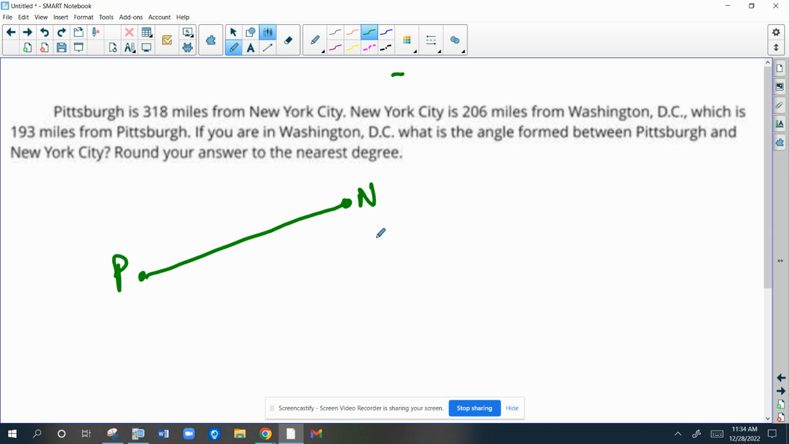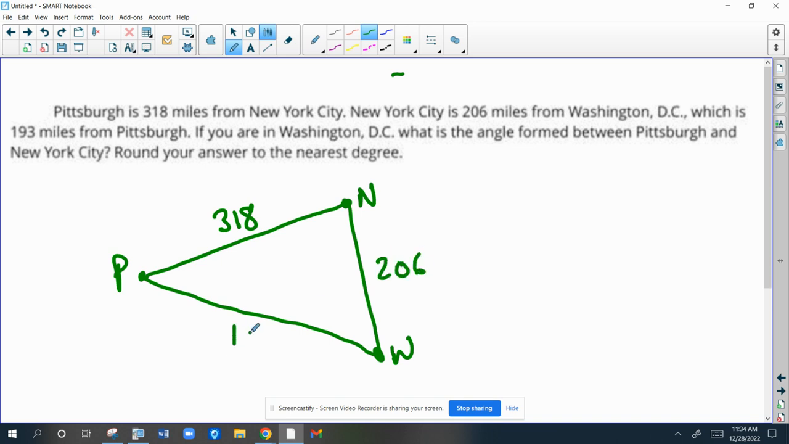New York City is 206 miles from Washington, D.C., called W. One that's also 193 miles from Pittsburgh. So let's start filling this in. 318, 206, 193. So we have a triangle. So this is going to be solvable because the question is, what is the angle formed between Pittsburgh and New York City?